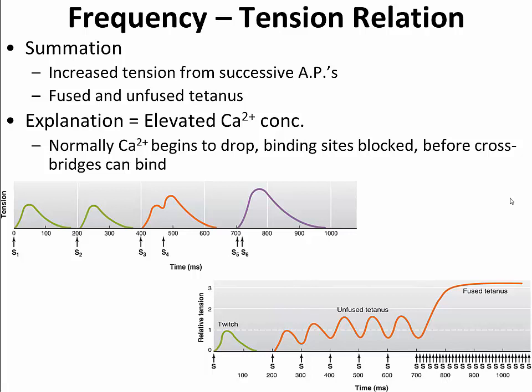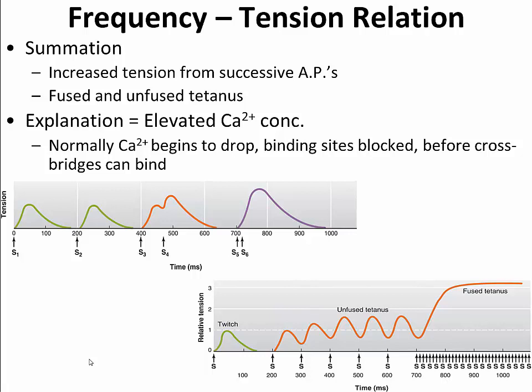Now, the reason for this is completely different than the reason that we observed for the summation that occurred in a postsynaptic cell. It's the same term, but it's a different occurrence entirely. The summation that occurred in the postsynaptic cell was the result of the cumulative charge that was generated as a result of excitatory and inhibitory stimuli that were applied to the cell.